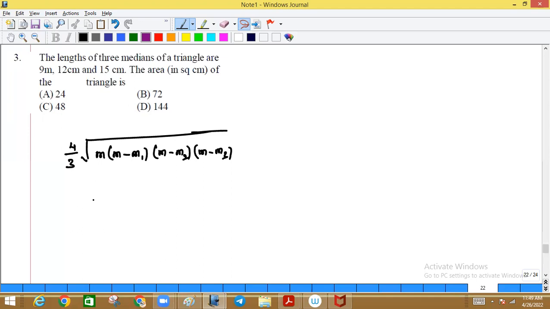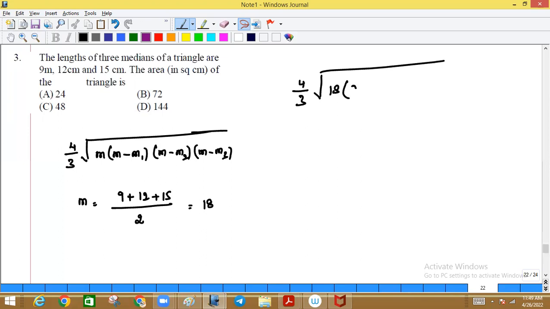Right, what is m? Half of m1 plus m2 plus m3, 9 plus 12 plus 15 by what? 36 by 2 is 18. 4/3 of 18 into 18 minus 9, 9. 18 minus 12, 6. 18 minus 15, it's 3. 18 and 18 comes out, it becomes 18. What is root of 9? How much is it?